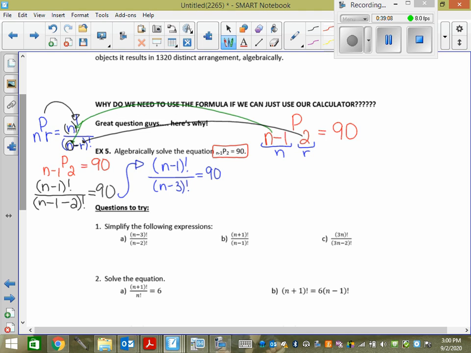Which one's bigger, n minus 1 or n minus 3? Which one's bigger? n minus 1? Because if I fill a number in like a 6, 6 minus 1 is 5, 6 minus 3 is 3, right? So it's going to be n minus 1. So when it's minus, it's actually backwards. The smaller one is bigger. And when it's pluses, the bigger one is bigger. So we're going to get n minus 1, n minus 2, n minus 3 factorial. And I'm going to stop there because the bottom is n minus 3 factorial. Equals 90.